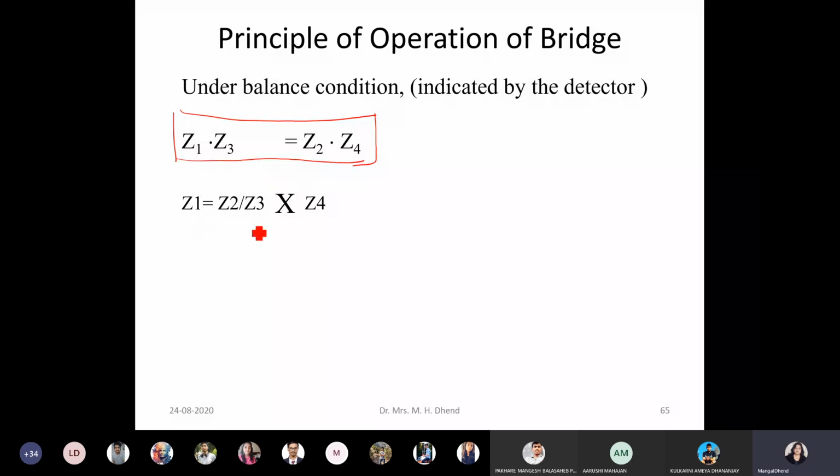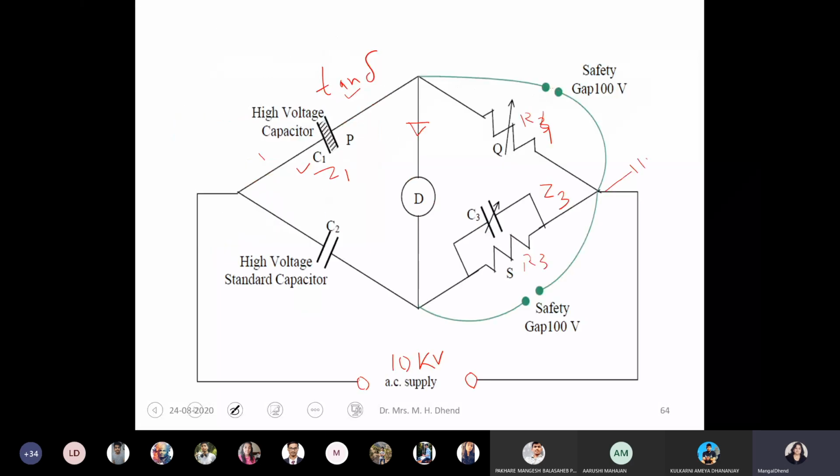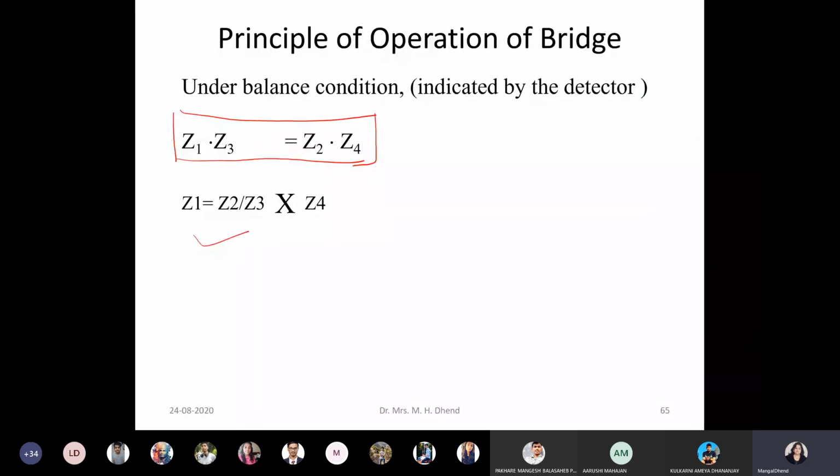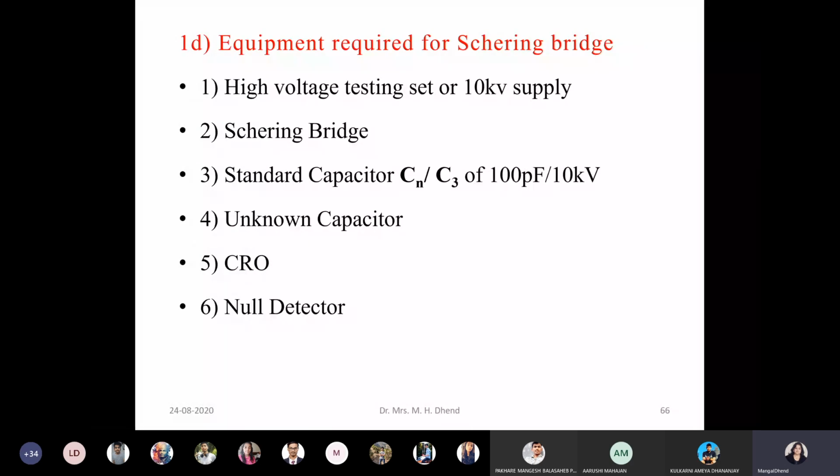This you can find out, Z1. And what is Z1? Z1 is equal to Xc1. So you will find out capacitance, and that way you can find out tan delta. So tomorrow we'll see that. By that time you will discuss it, and then tomorrow I will play one activity on that, and I will see who has understood that.